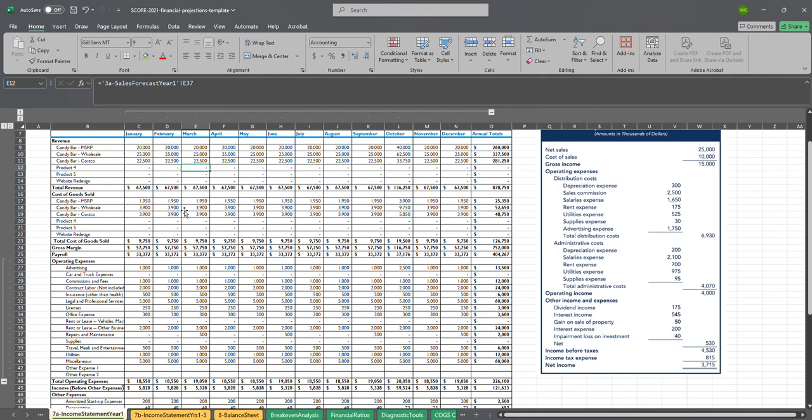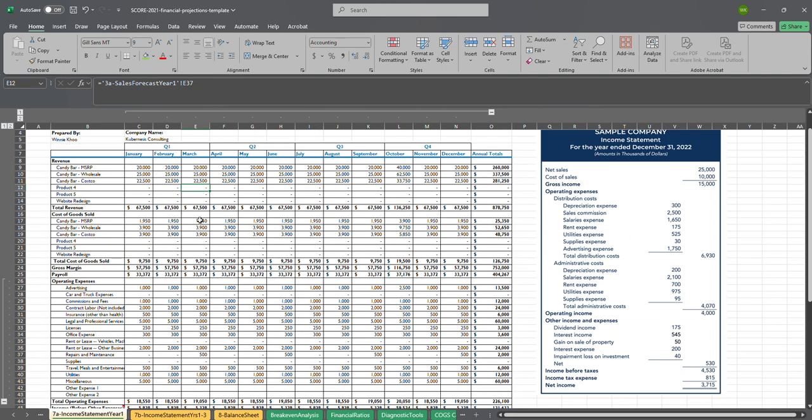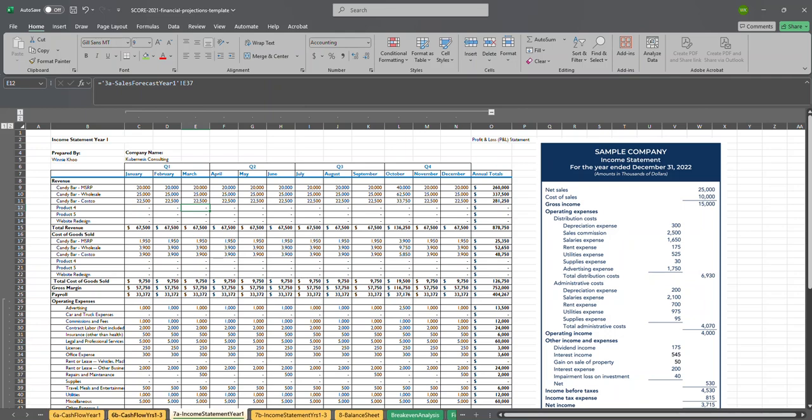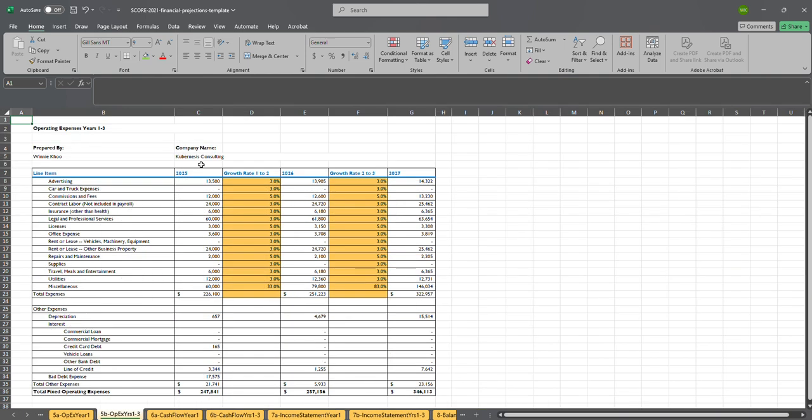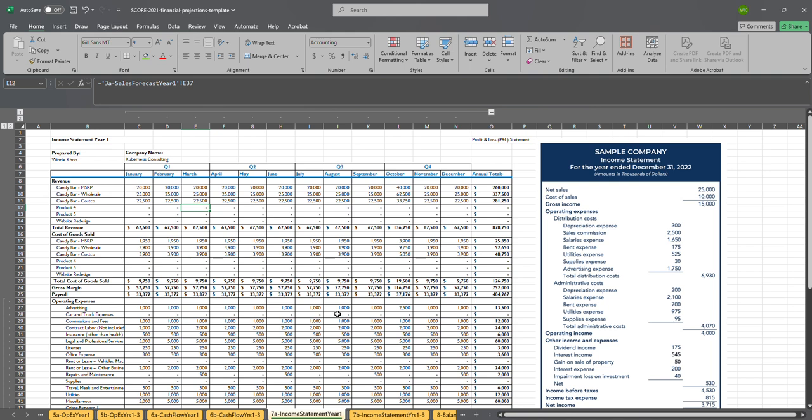And if you notice, there are no orange squares on this tab. On the prior tabs, there are sections like this, orange sections where you input information. So what that means is that the income statement is driven by inputs on all of the other tabs. And all of the work that's been done so far in the template is coming into the income statement.